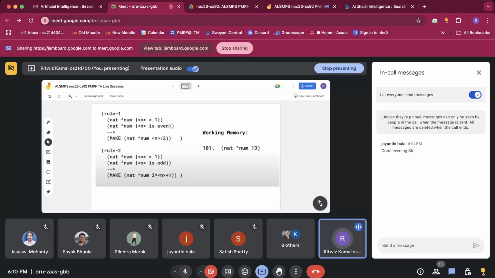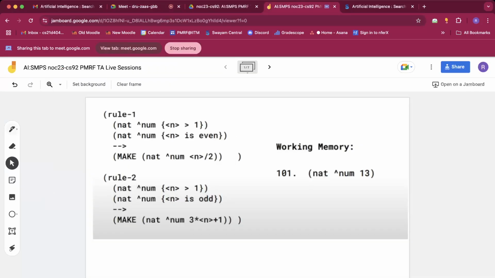Okay, let's go over the problem once more and see if we can try to solve it intuitively first. Like I was saying, we have two rules. The first rule has a name, rule 1. It has these preconditions, and if these are satisfied, this output will be added to our working memory. Similarly rule 2 has its name and preconditions, and if these are met, this output will be added to the working memory.